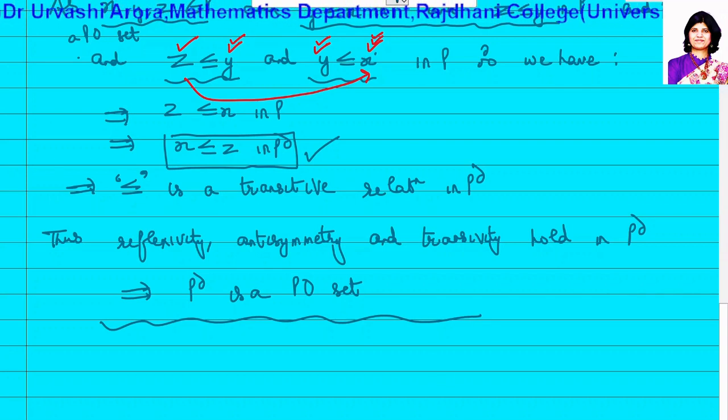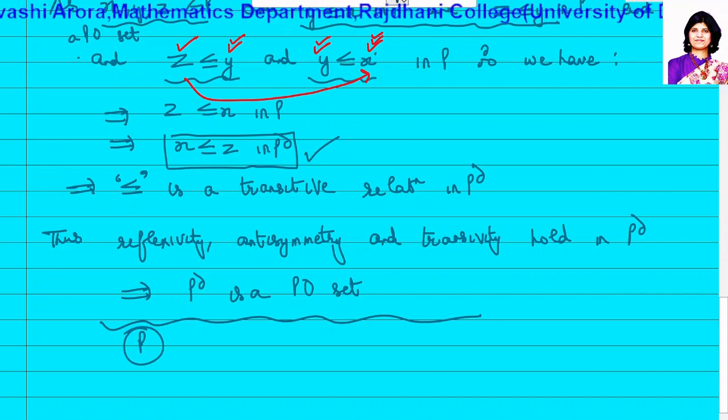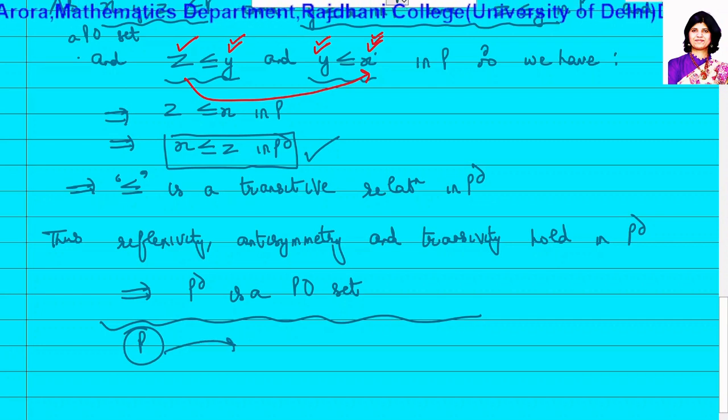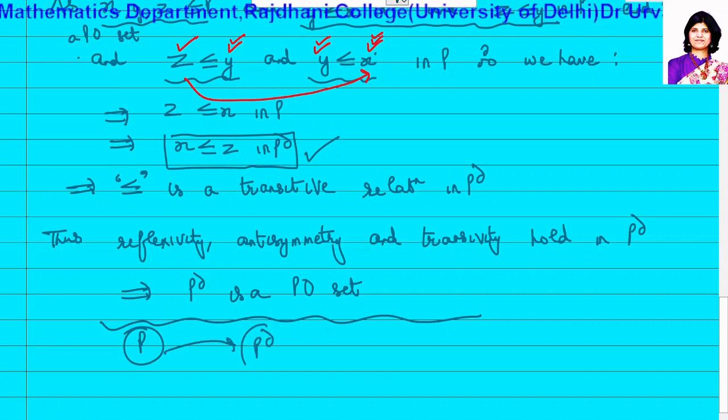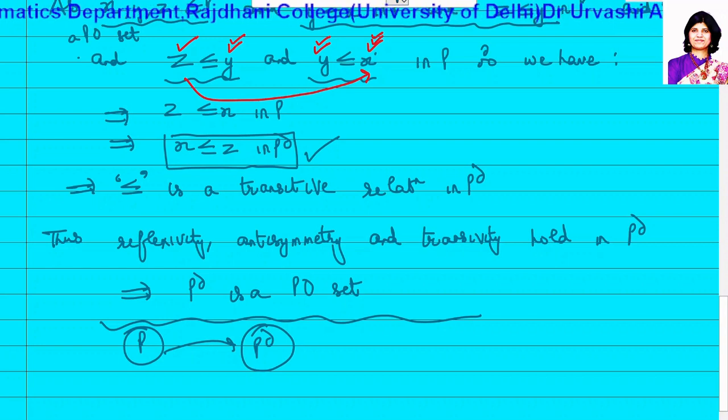So basically the result simply says that if you have any PO set P, then the dual of it, which is P dual, is also a PO set. So that is what we had to show in this particular video.